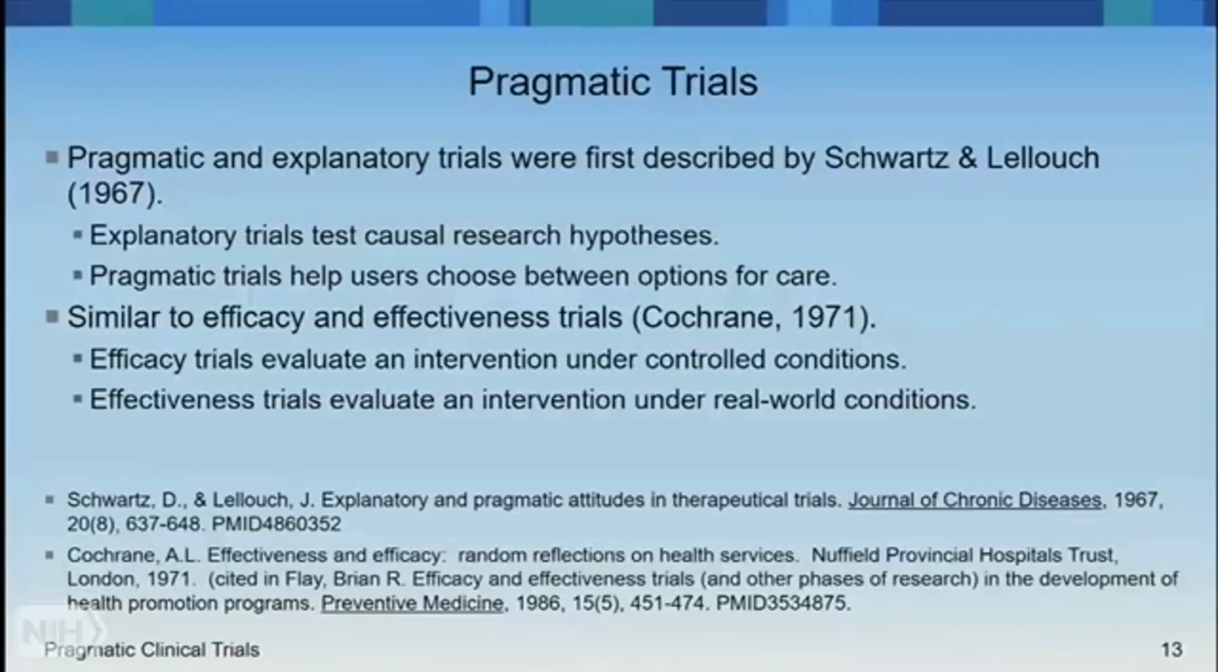These terms have been around for a while. Pragmatic and explanatory trials were introduced in the late 60s. Explanatory trials test causal research hypotheses. Pragmatic trials help users choose between options for care.